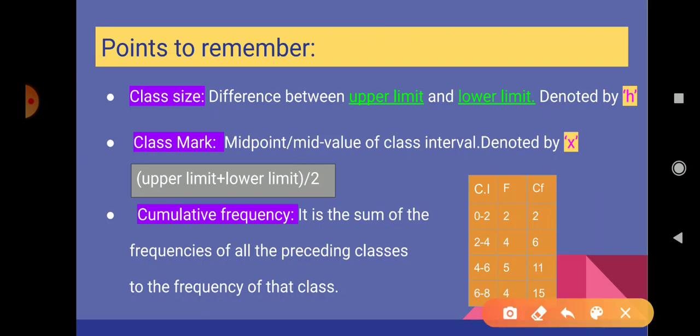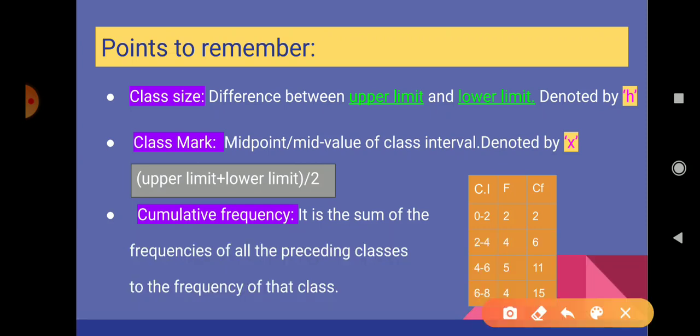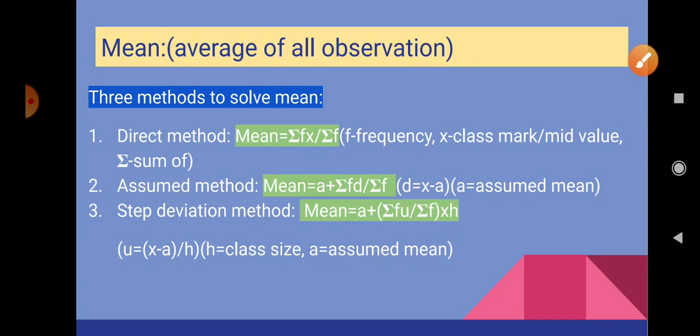Look here, 2 is repeated, 2 plus 4, 6, 6 plus 5, 11, 11 plus 4, 15. This is how you have to find the cumulative frequency. Clear? Next, let us go to the first part in this, mean.